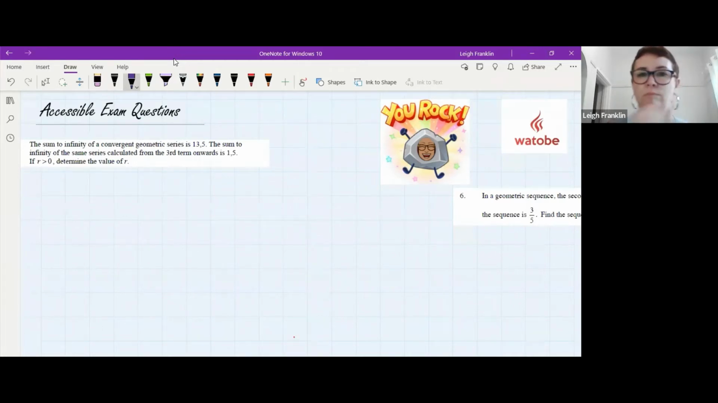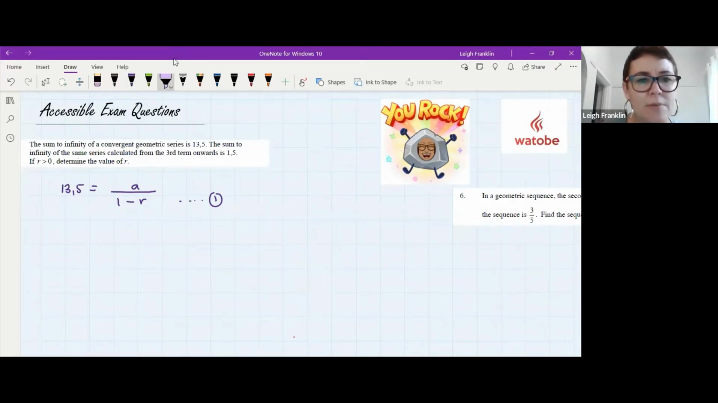Ma'am, wouldn't you write it 13,5 equals a over 1 minus r? Lovely, Jamie. Well done. Spot on. Very nice. So that's how we're going to write the first bit of information: sum to infinity is 13,5. That essentially is our first equation. Obviously, we don't want to work with 1 minus r in the denominator, but let's just leave it for now and establish our second equation.